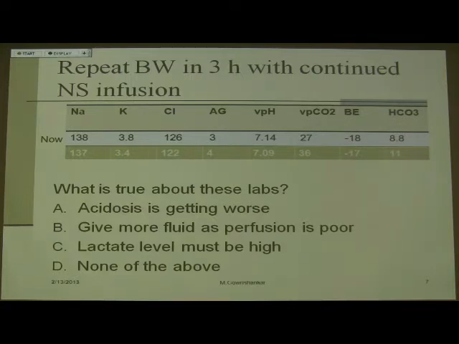Blood work is done again in 3 hours with continued normal saline infusion, with maintenance plus whatever the dehydration level is supposed to be, so a fairly large volume is running. So this is our new blood work. What do you think is going on now? Is the acidosis getting worse? Should we give more fluid because perfusion is poor? Do we think that the lactate level is high, or none of the above?